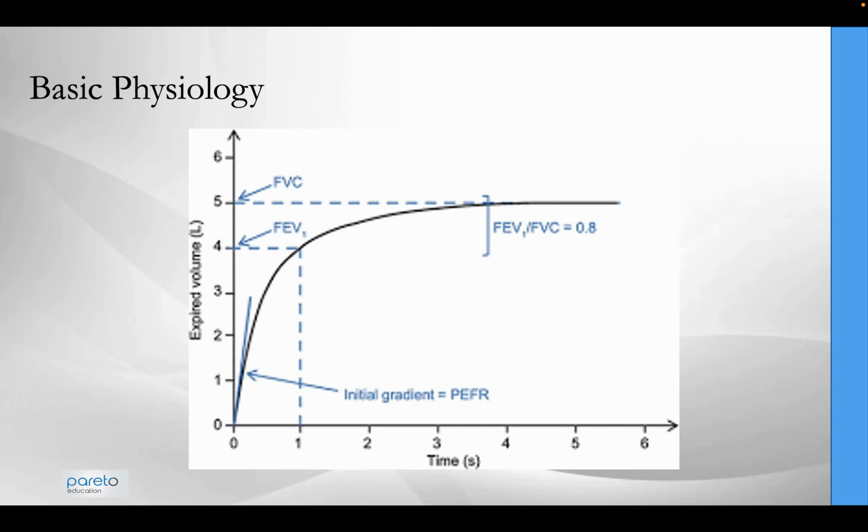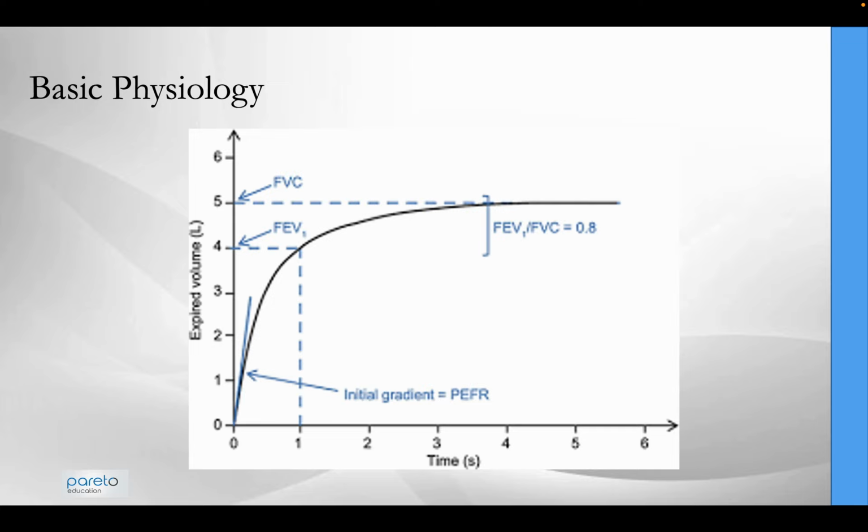So we move on to our next curve, which is an expired volume over time curve, and we use this to measure two parameters: FEV1, or forced expiratory volume in 1 second, over forced vital capacity, FVC. Now, the main thing is that FEV1 is used to see how much an individual is able to breathe out and also how fast they're able to breathe out over 1 second.